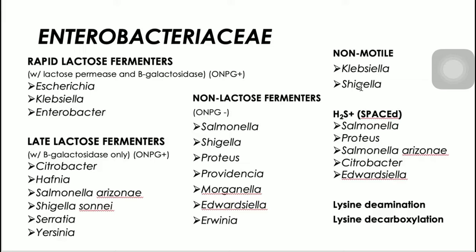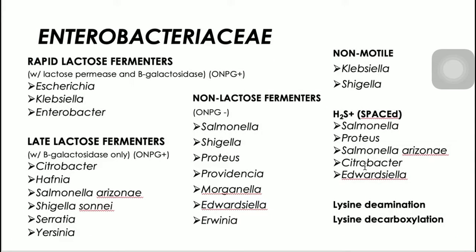Next, for H2S positive naman po, so they are capable of producing H2S, so blackening. So for easier memorization po, we have SPACE. So S is for Salmonella, P is for Proteus, but Proteus will not show an H2S positive reaction in lysine iron agar. But in others naman, it will show H2S production, or it will show blackening. And A is for Salmonella arizonae, C is for Citrobacter, and E for Edwardsiella.